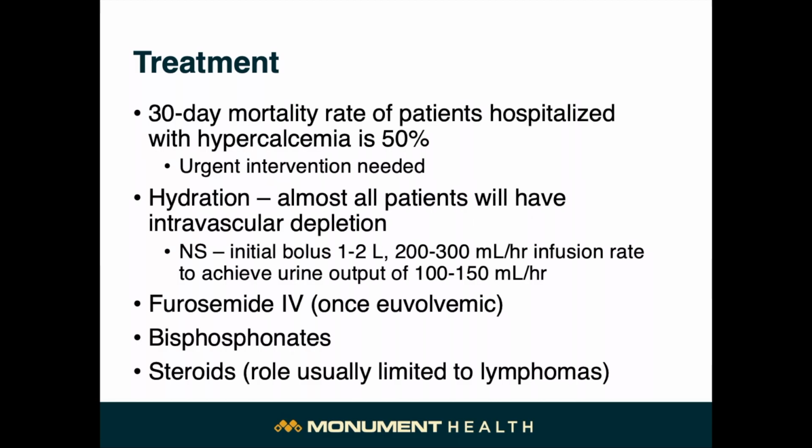Other agents that we have include bisphosphonates and steroid therapy. Steroids are going to be most effective in patients with Hodgkin's or non-Hodgkin's lymphoma or any malignancy that overproduces calcitriol. The glucocorticoids inhibit the conversion of 25-hydroxyvitamin D to calcitriol, therefore decreasing the gut absorption and the renal reabsorption of calcium.